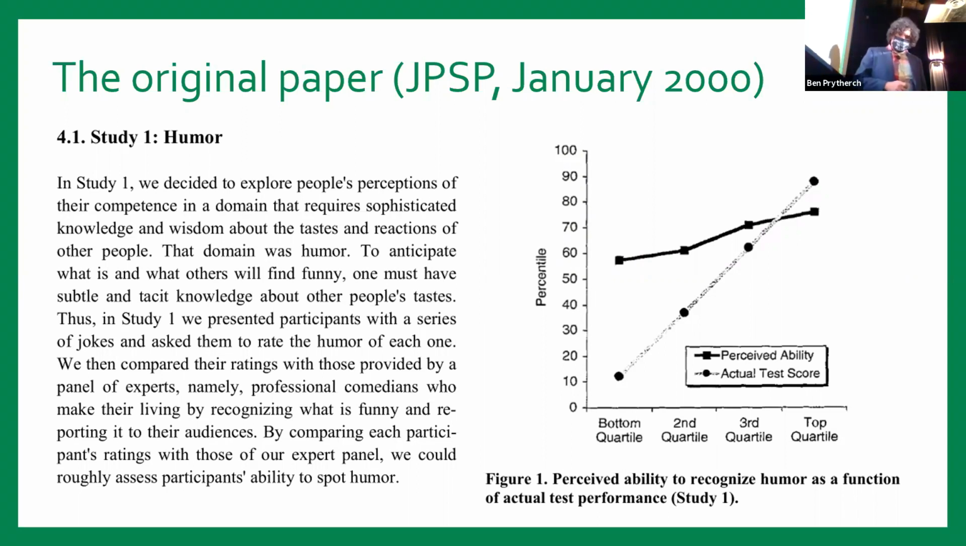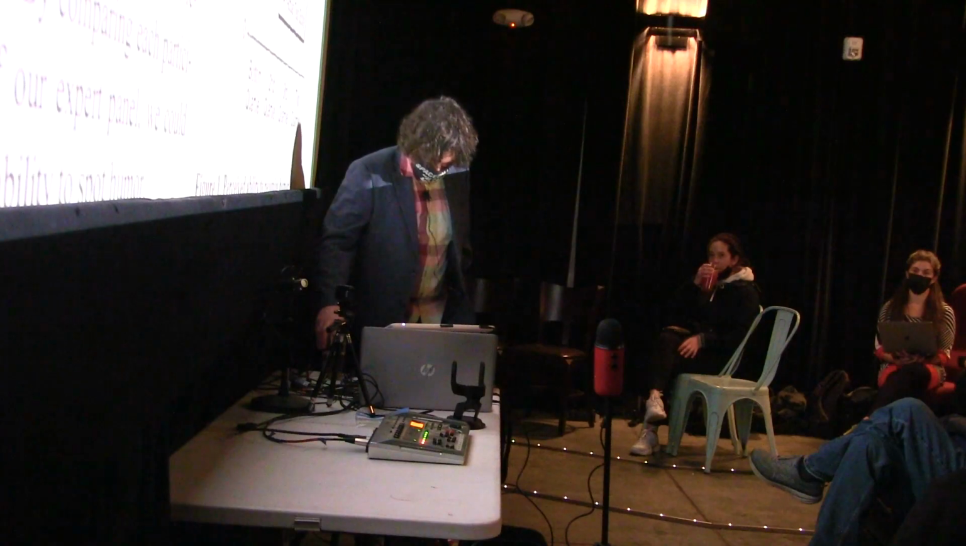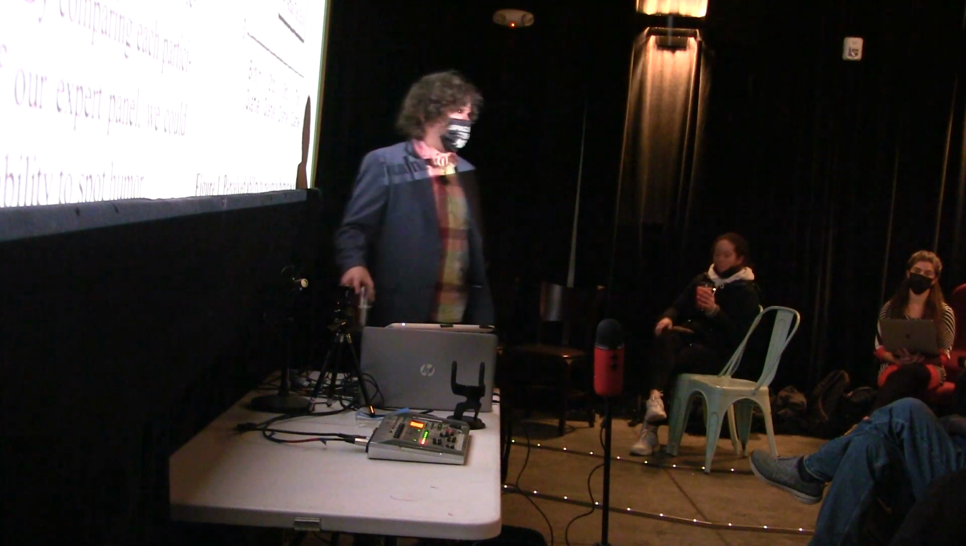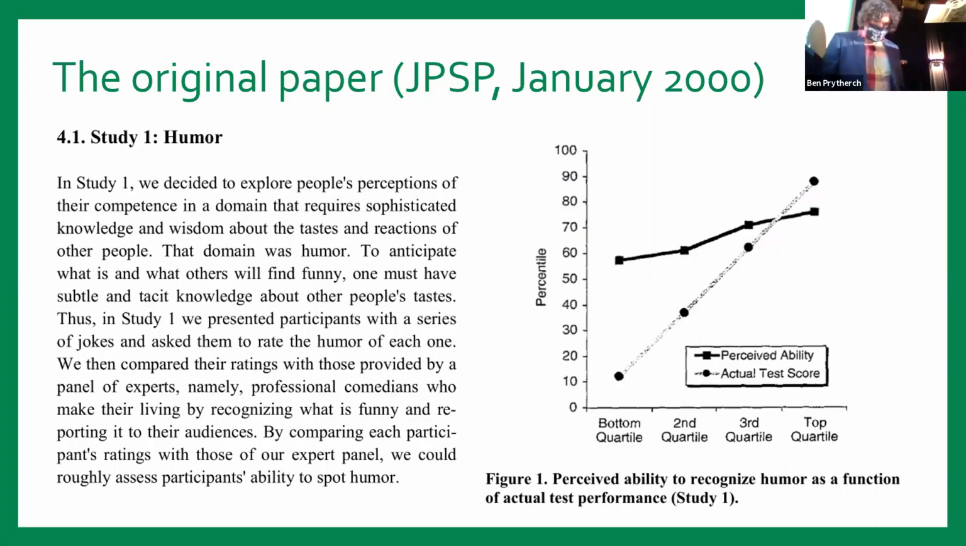"Thus, in study 1, we presented participants with a series of jokes and asked them to rate the humor of each one. We then compared their ratings with those provided by a panel of experts, namely professional comedians, who make their living by recognizing what is funny and reporting it to their audiences." Reporting it to their, oh my God, what a scientist. Recognizing what is funny and reporting it to your audience. Okay. "By comparing each participant's ratings with those of our expert panel, we could roughly assess participants' ability to spot humor," and here are the results.